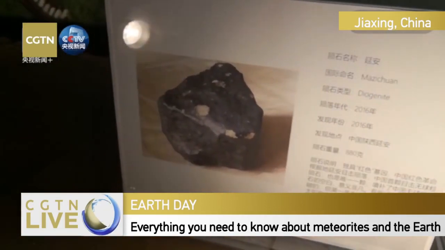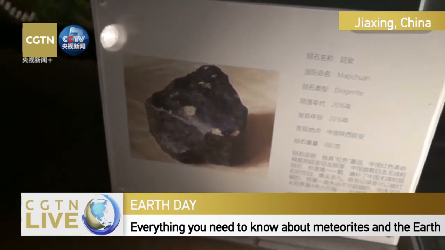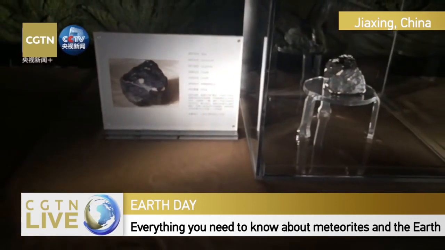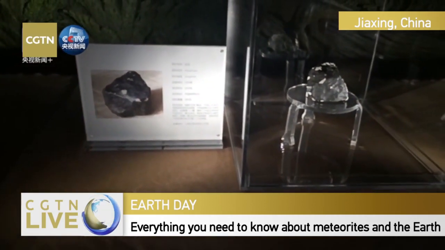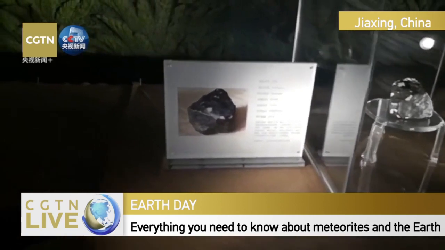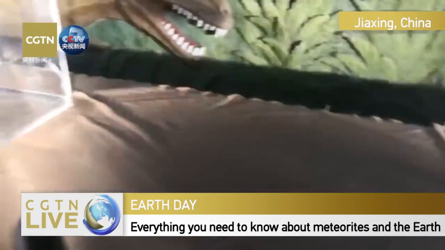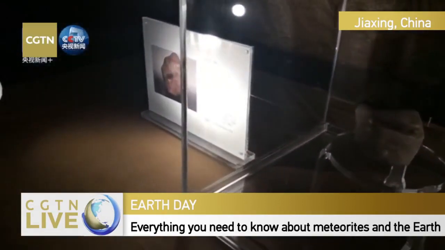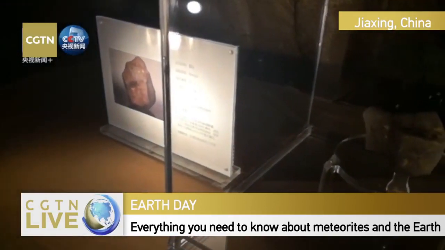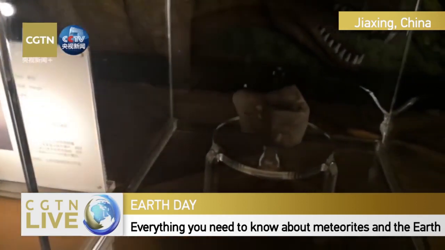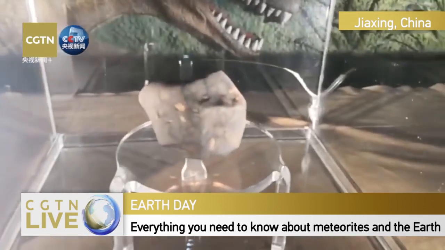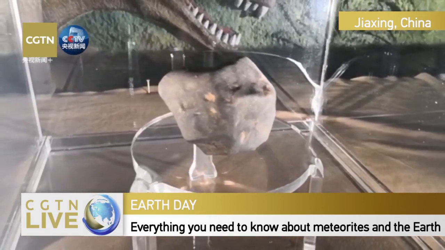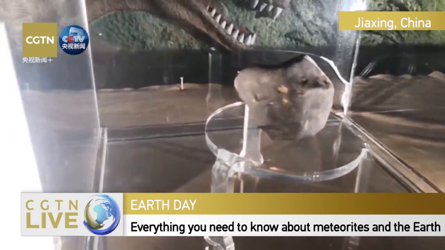Most of these meteorites are stony meteorites, or chondrite meteorites, containing small round objects or round particles inside of it. This accounts for over 90% of all the meteorite collections.